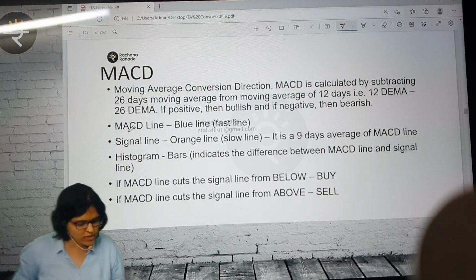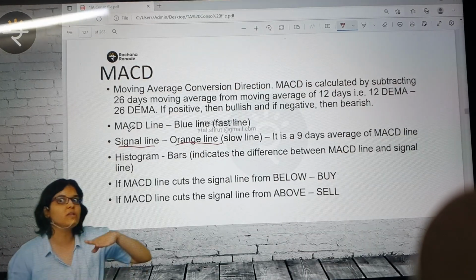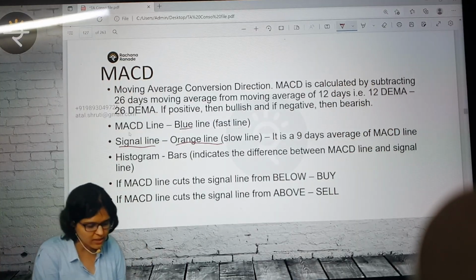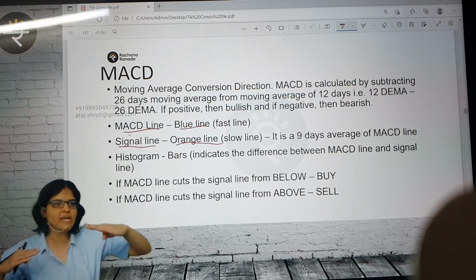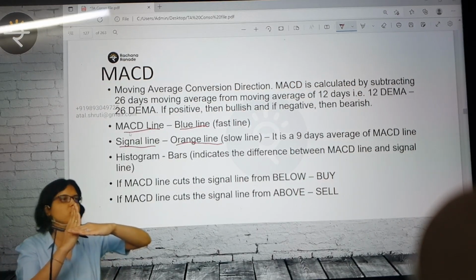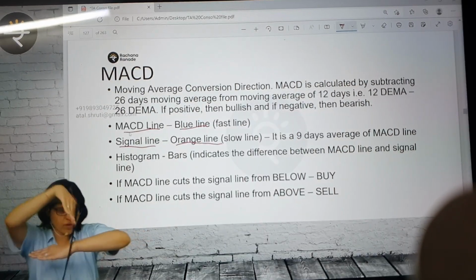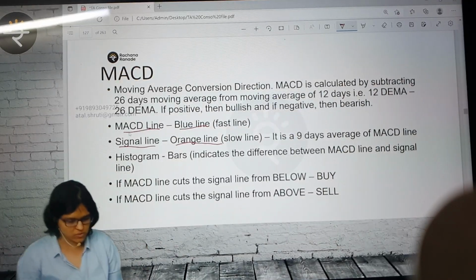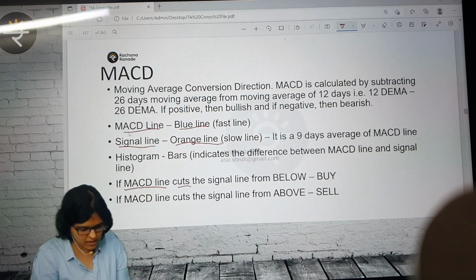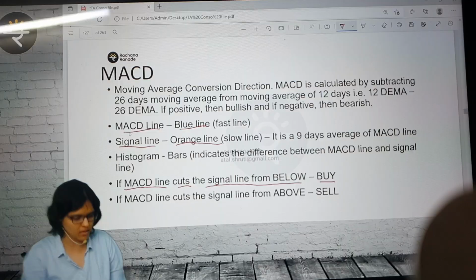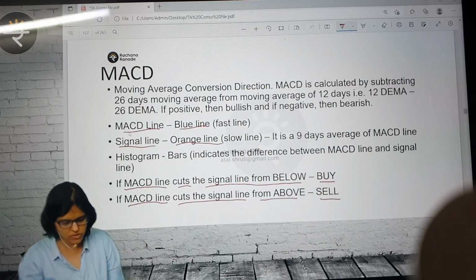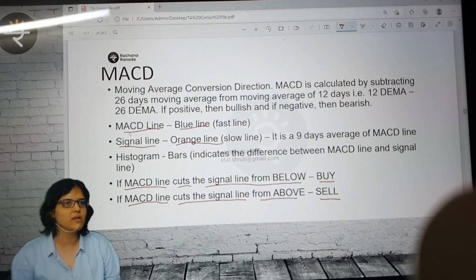So the orange line is known as what? Orange line is known as the signal line. This is going to give me the signal. And the blue line is the MACD line. So when the MACD line cuts the signal line from below, it is a bullish crossover. When the MACD line crosses the signal line from the top, it is bearish. MACD line cuts the signal line from below: buy. MACD line cuts the signal line from above: sell. Direct indicators of buy and sell.